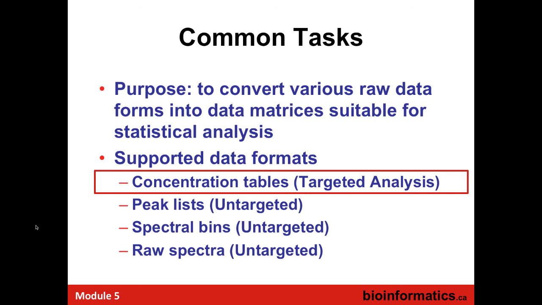And what you're going to do initially is start converting the raw data form into a matrix that's suitable for statistical analysis. In most cases, if you're using your own data, it's going to be in an Excel format or a comma-separated value format, or CSV format. So it has to be in a table. And you can have concentration tables, peak lists, bin lists, or raw spectra. We're going to focus, just for simplicity, on the targeted analysis. So these are concentration tables. It can be absolute concentration or relative concentration. So even the XCMS data you guys had yesterday could be put in this format because it would be peak values or integrated values. So it has to have a label and a number.